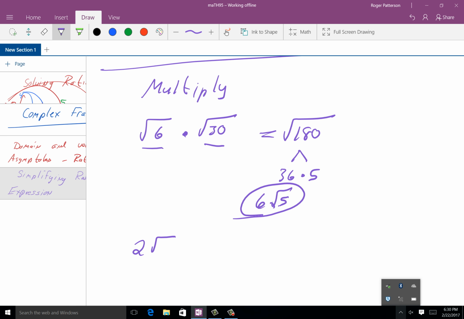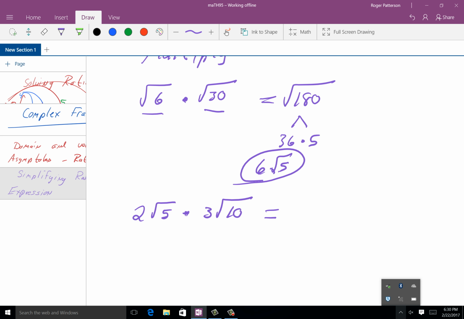What if we had one like this? Let's say I switched it around and put some numbers out in front. So it looks like that. Okay, so we're still multiplying. To multiply these, we're going to multiply the numbers on the inside and the numbers on the outside separately.